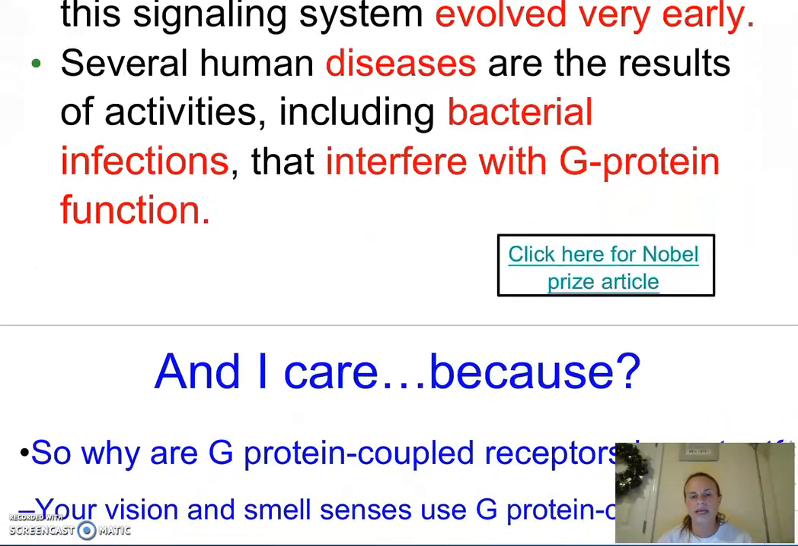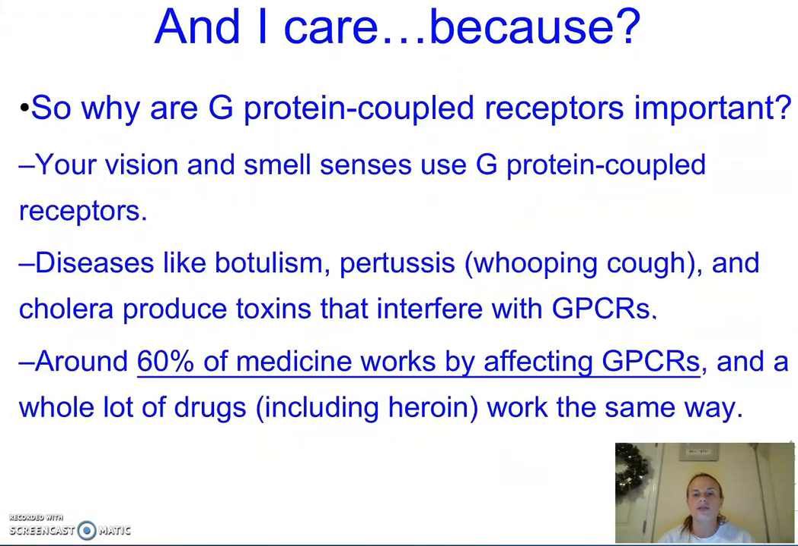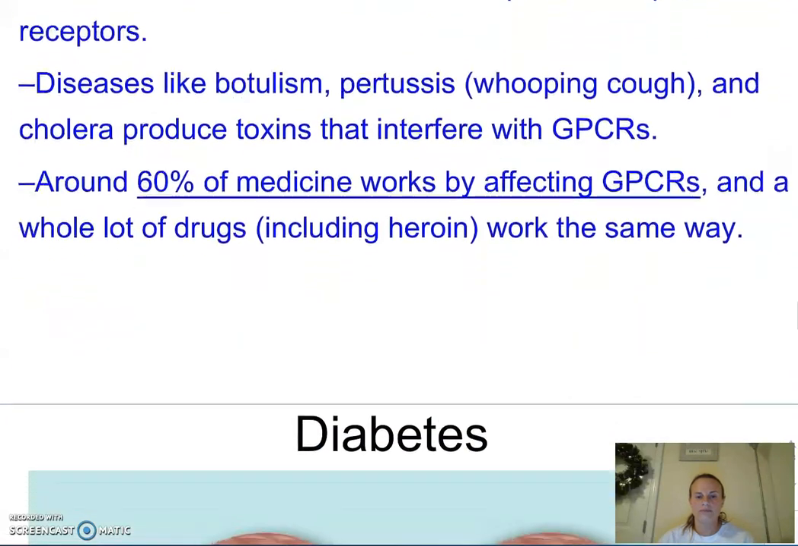So why should we care? Well, because your vision and your smell senses use these G protein coupled receptors. Like I mentioned, diseases such as botulism, whooping cough, and cholera produce toxins that interfere with these G protein coupled receptors. And because of that, almost 60% of our medication works by affecting those G protein coupled receptors. Furthermore, a lot of drugs, including heroin, work that same way.